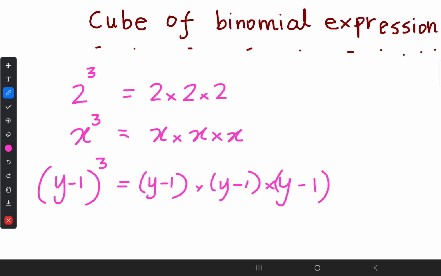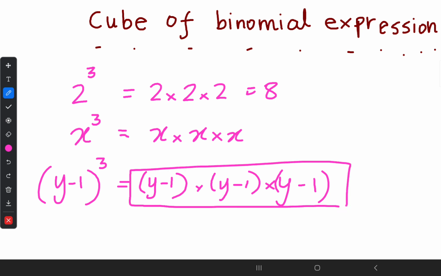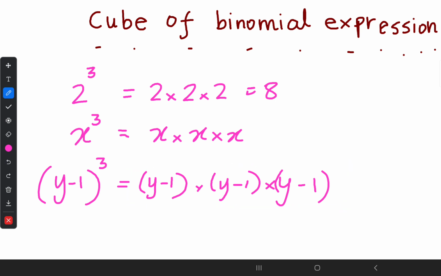So 2 cube, we can multiply that to find the answer as 8. X cube, the expansion would be x into x into x. Y minus 1 cube, the expansion is y minus 1 times y minus 1 times y minus 1. So we will see how to expand this. We cannot multiply three expressions directly.